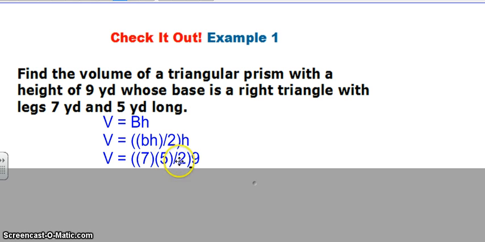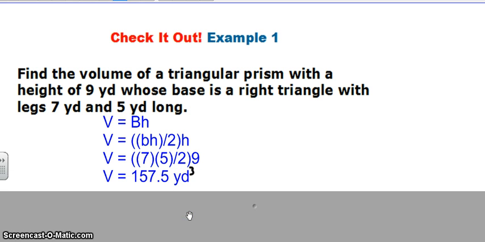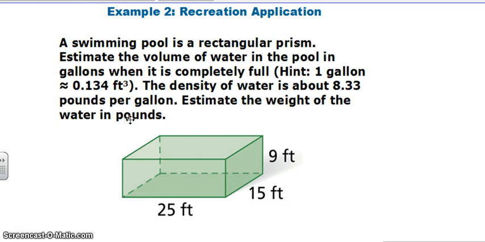7 times 5 over 2 divided times 9, and you end up with 157.5 yards cubed. Notice I leave the units till the end because they were all in the same units. I could raise the difficulty level by giving you one of the dimensions in feet or something, and you would want to put those into the same units as the other two.